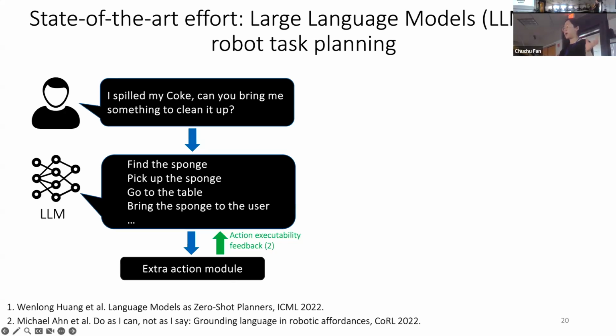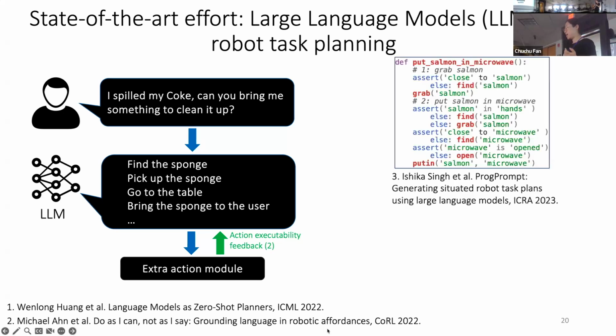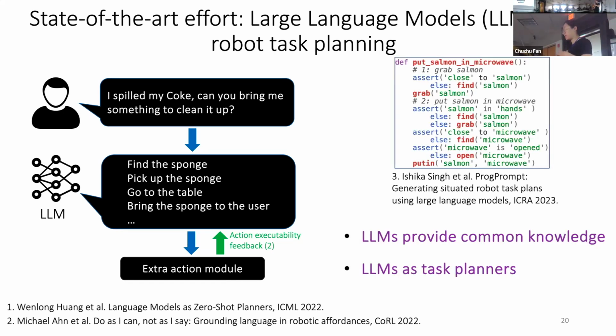The title is Do As I Can, Not As I Say, by Google, and it has attracted a lot of follow-up work. They also have some similar work trying to ask large language models to directly output the code that the robot is going to execute. If we look at this work, none of them are using a large language model to solve a combinatorial optimization problem. They're using it to provide common knowledge as a task planner, basically step-by-step instructions.